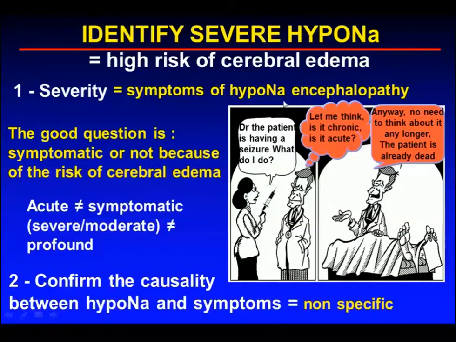And the symptoms indicate the presence of hyponatremic encephalopathy, because the good question is not, is it acute or chronic, because we cannot know every time, but is it symptomatic, severely symptomatic or not? And we have to distinguish sometimes acute from symptomatic and profound. That's why we define different situations. And then you have to know that your symptoms are really due to hyponatremia, because sometimes it is the underlying situation which can explain the presence of symptoms.